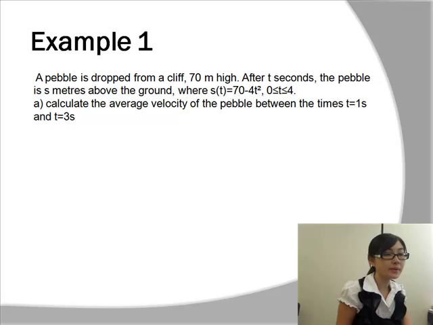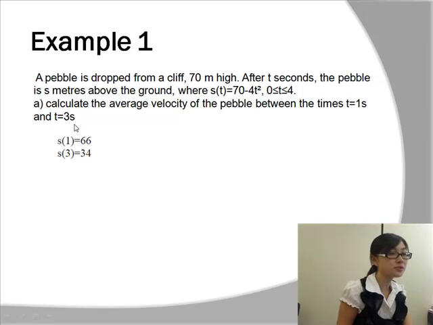Calculate the average velocity of the pebble between the times t equals 1 second and t equals 3 seconds. Before we list out any equation, we have to find out when t is equal to 1 second, how high is the pebble above the ground? So we plug t equals 1 second back into our original equation of s of t equals 70 minus 4t squared. That will be 70 minus 4, which is 66. So at time equals 1 second, the pebble is 66 meters above the ground.